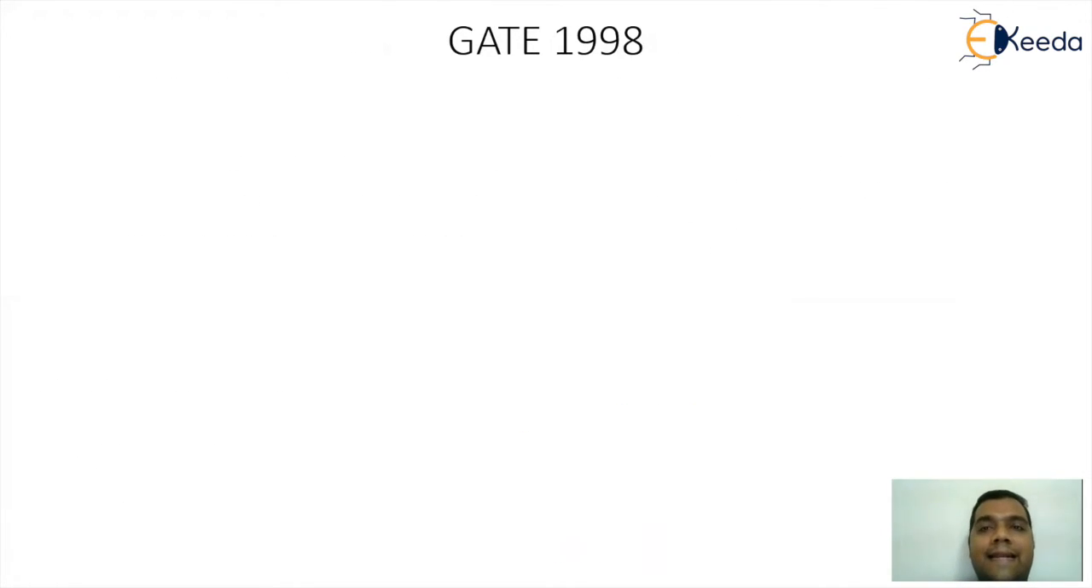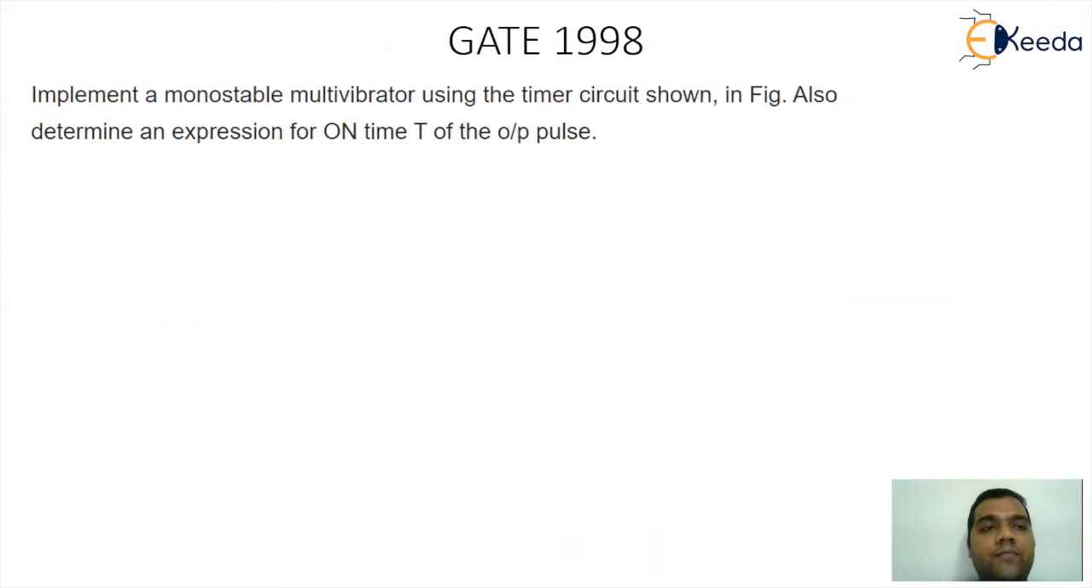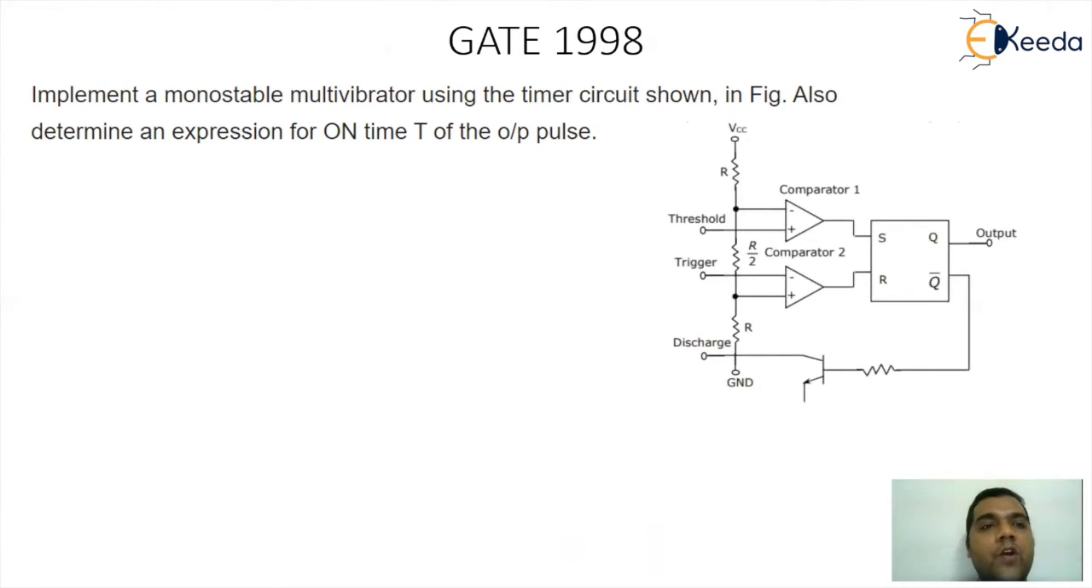Now this is GATE 1998. Let's go for the question. The question is, implement a monostable multi-vibrator using the timer circuitry shown. Here is the circuitry given. Also determine the expression of on time of the pulse T of the output. If your observation is sharp, the internal structure of IC 555 is being given. But if your observation is very, very sharp, you will find that all three resistances are not of same value. You will find the center resistance getting modified to a value of R by 2.